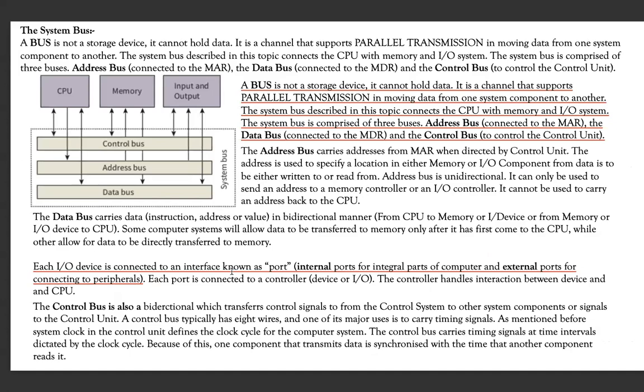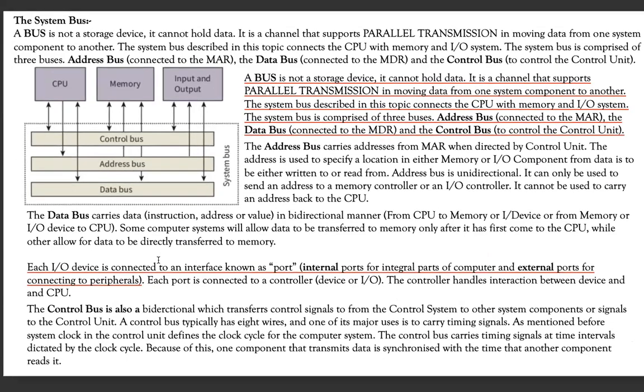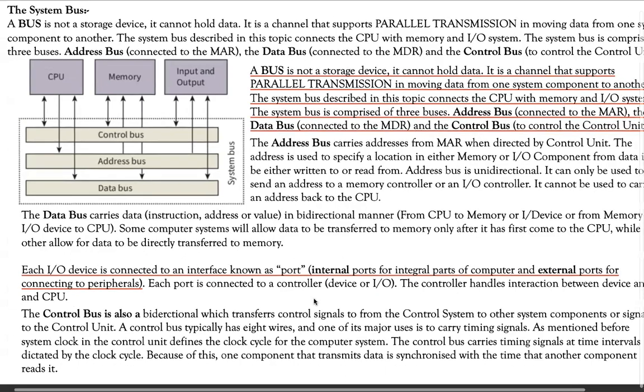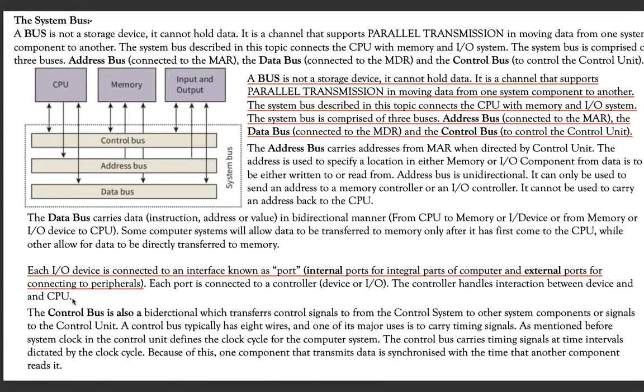Now let's discover what the purpose of ports is. Each I/O device is connected to an interface that's known as a port. We've got two types of ports, internal ports and external ports. The internal ports are used for connecting the integral parts of the computer, which are inside, whereas the external ports are used for connecting peripherals, mouse, keyboard, stuff like that. And each port is connected to a controller, which is known as a device or I/O controller. The controller handles interaction between the device and the CPU. So basically, this is the purpose of your three buses.